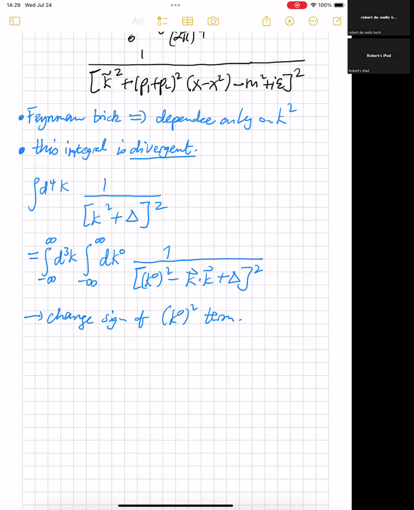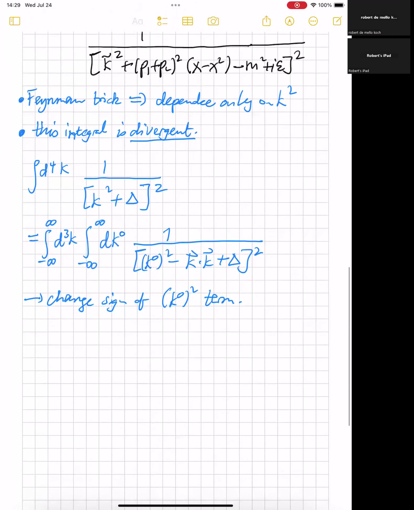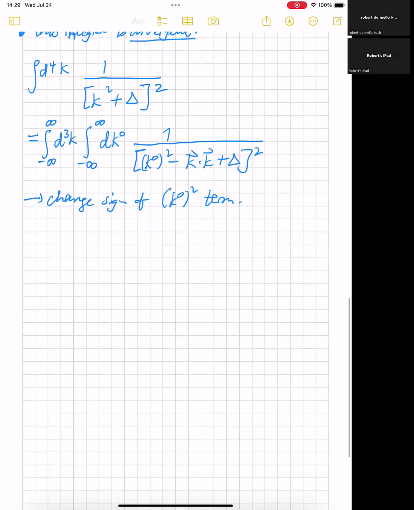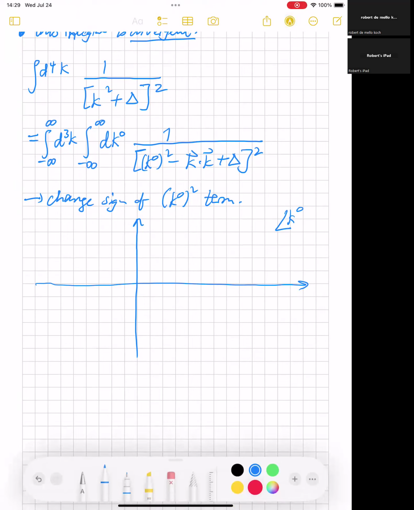So how are we going to change the sign of k naught squared? We can't just change the problem. So we have to rewrite this problem without changing the value of the integral. Well, we're again going to make use of complex analysis. So let's take a look now, and we're going to look at the complex k naught plane, okay? And what is our integration contour? Well, we are integrating from minus infinity to plus infinity over this red contour. So let's call that maybe, I don't know, C1.